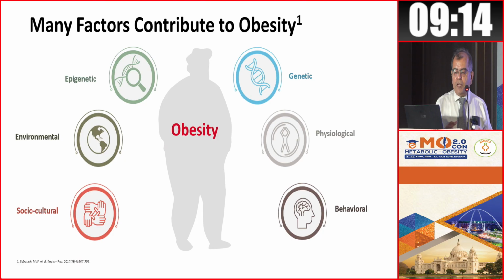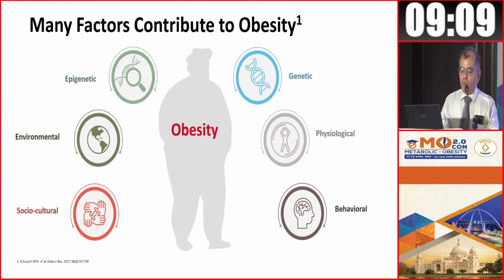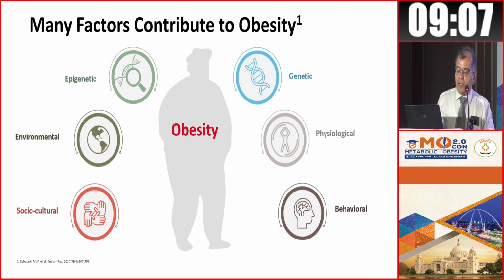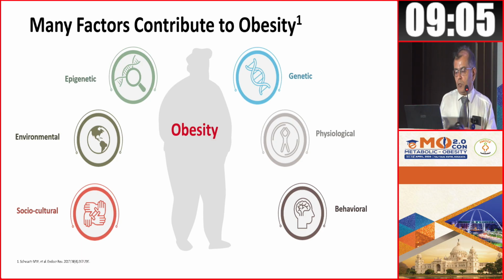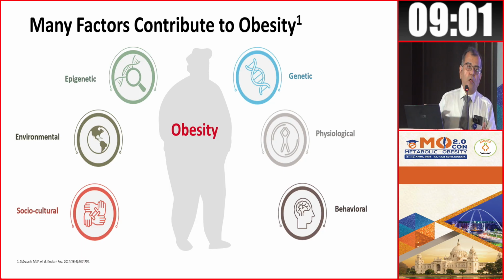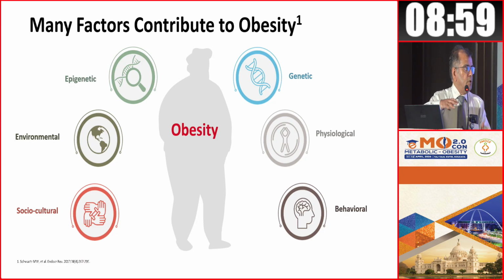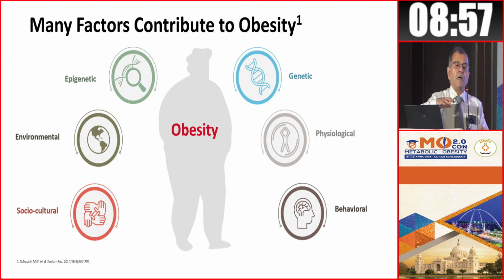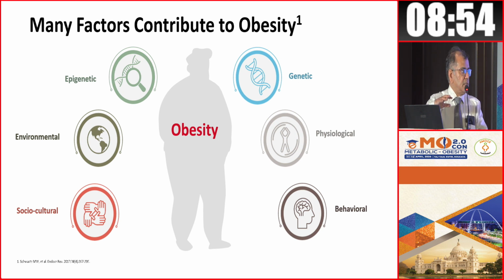Now, we all know that there are multiple contributory factors to obesity. It could be socio-cultural, environmental, epigenetic, genetic, physiological, or behavioral. In fact, a pathological abnormality contributing to obesity we find in only some of the dedicated endocrine cases like Cushing syndrome. The rest of them are all contributed by all these factors.